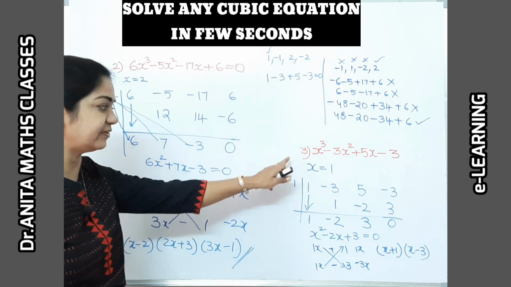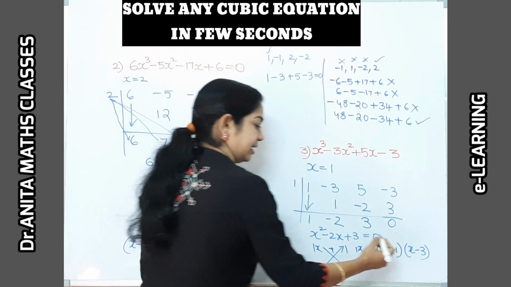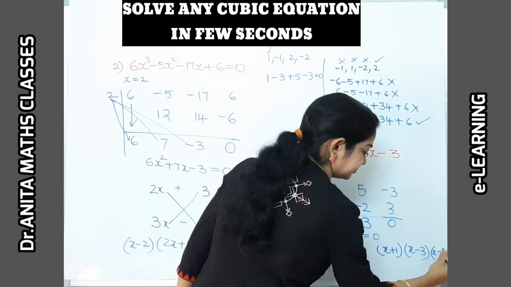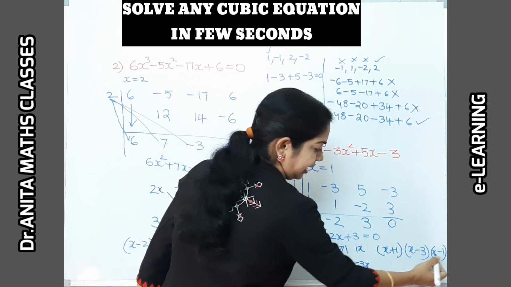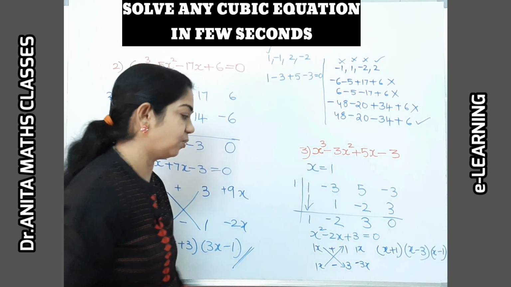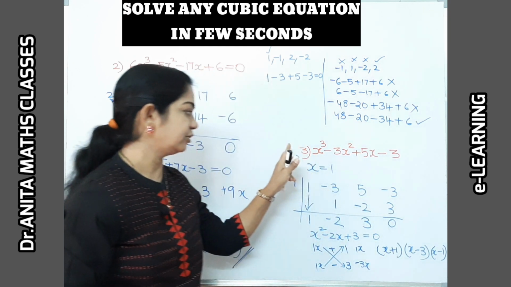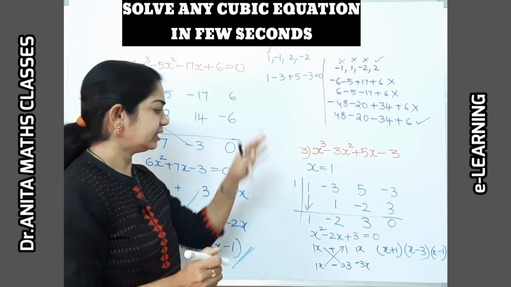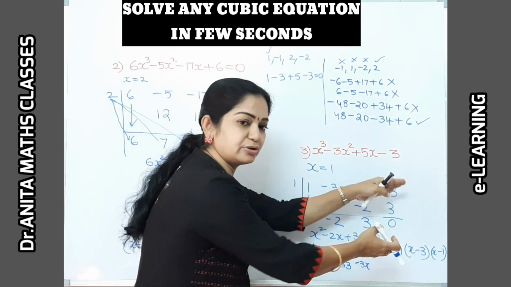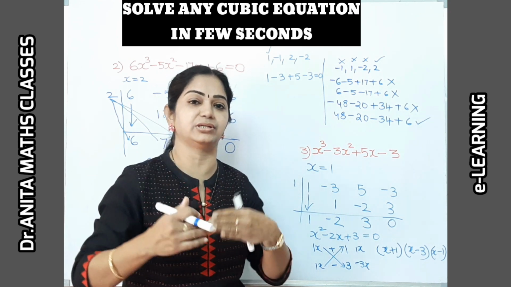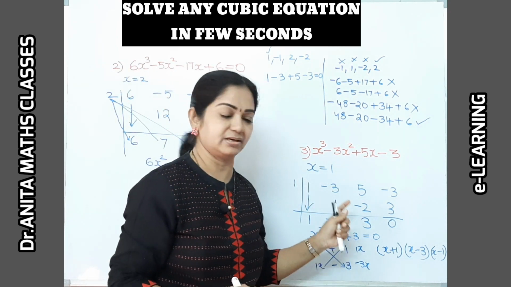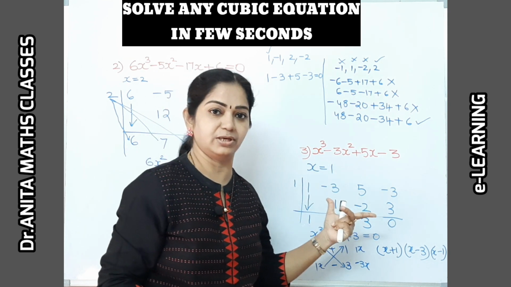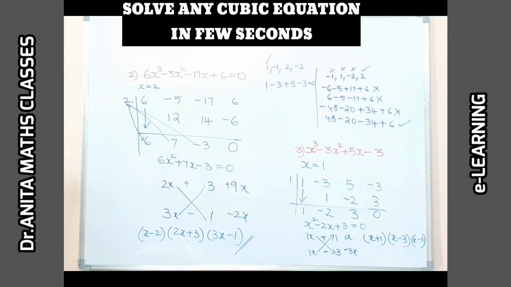But we have another factor, that is x is equal to 1, which is x minus 1. Okay. This is x plus 1, this is x minus 3 and x minus 1. So all these are the factors of this cubic equation. For the illustration part, I am making it slow, but when you do it, actually it will take few seconds, not more than 6 to 7 seconds to solve any cubic equation. Please make a note. Let's see few more problems.